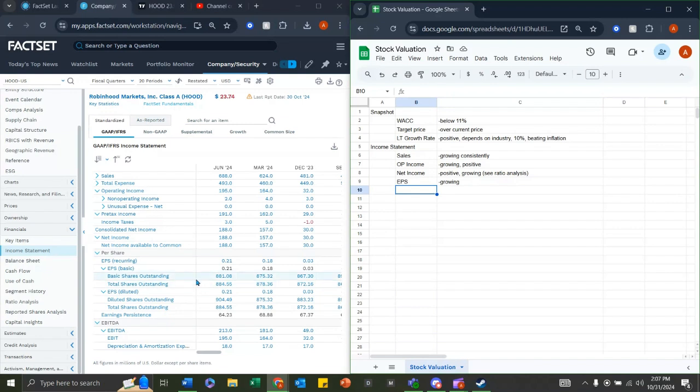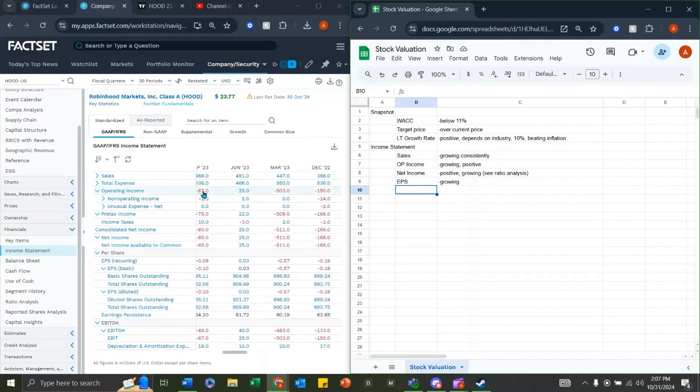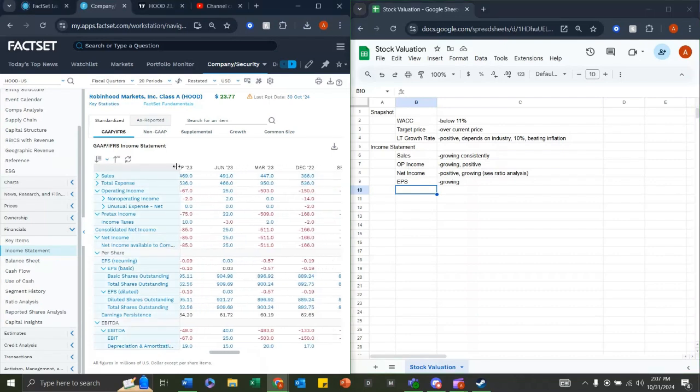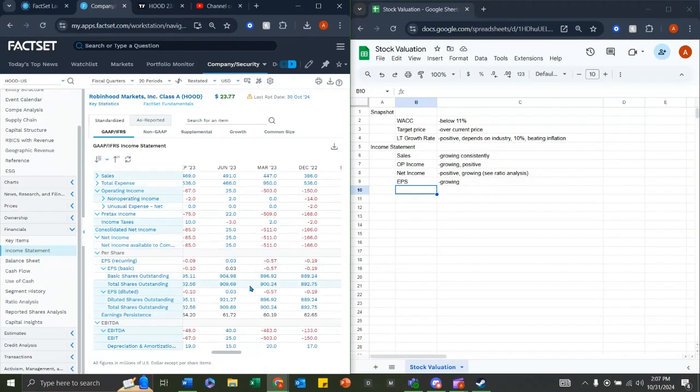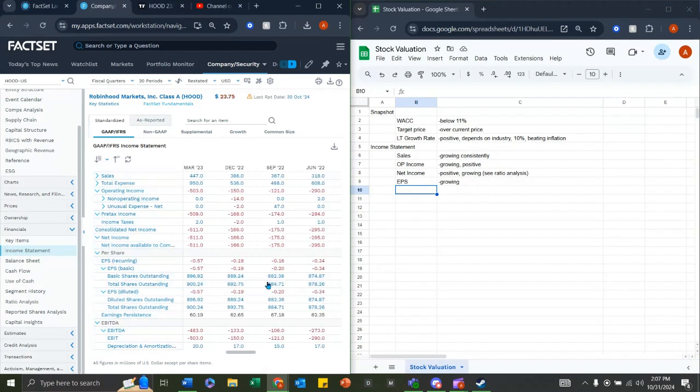Now, another thing you want to see is basic shares. You could do total shares too. It really doesn't matter too much which one you do, at least in my opinion. Generally, you want to see this decreasing. So let me move that over a little bit. You want to see basic or total shares decreasing.